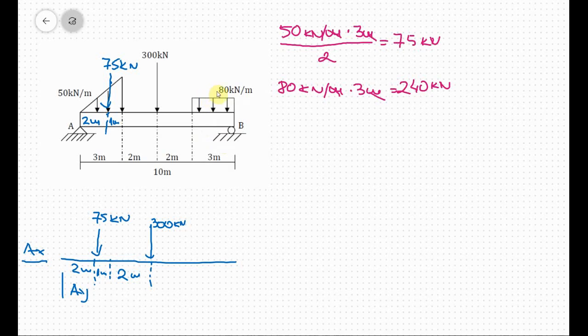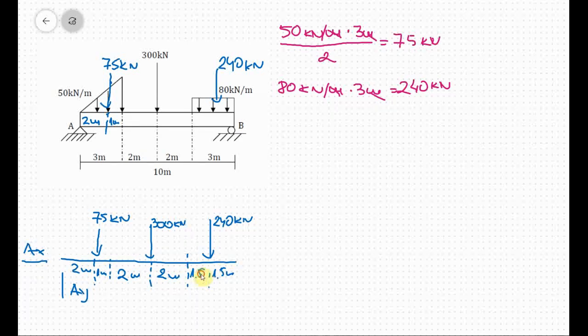And where do we apply that 240 kilonewtons? At the center of the rectangle. And why at the center? Because the centroid of a rectangular form is half the base. So we have 240 here. The dimensions, we have 2 meters, then 1.5 here and 1.5 meters here.